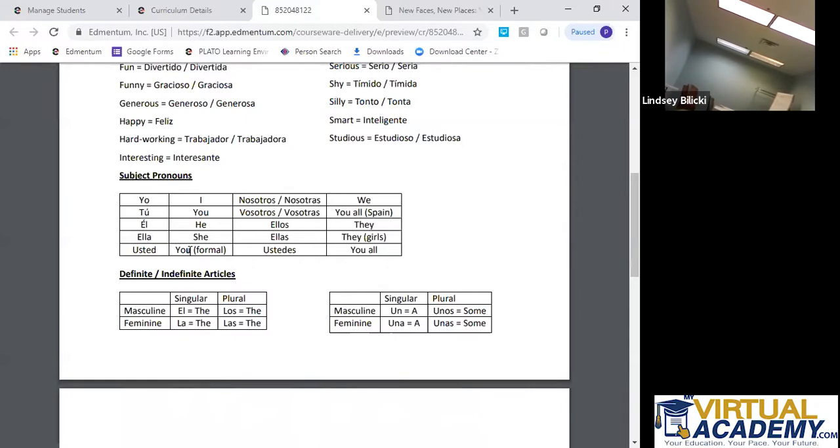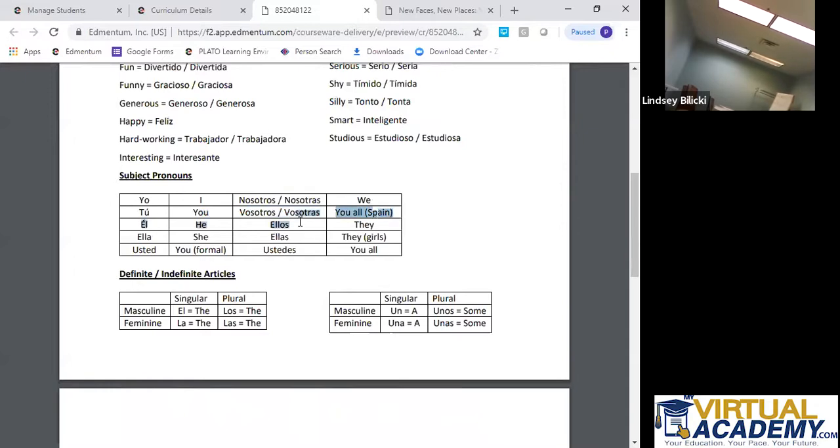Then we have the plural, which is more than one. You have nosotros, nosotras, and the AS would be all girls. This would be we. If we are all girls, we would say nosotras. This is used typically in Spain. It's vosotros, vosotras.